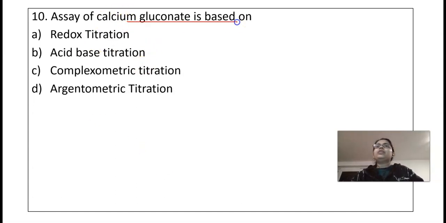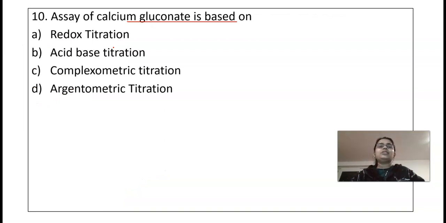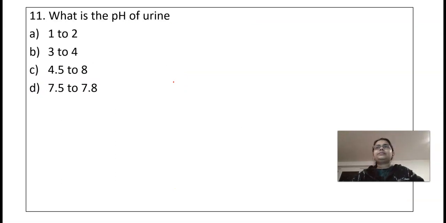Assay of calcium gluconate. Maybe you are thinking why this is an important question. Calcium gluconate is very important. That's why they can ask you the assay, they can ask you the method of synthesis, like which is the important constituent or starting material. So the assay of calcium gluconate is based upon complexometric titrations.